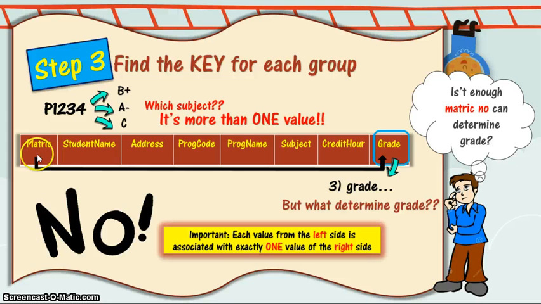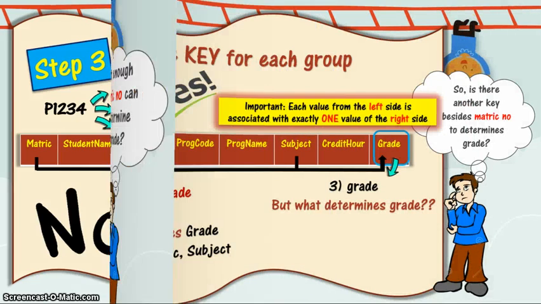Let's say we know that we have two primary keys, metric and subject. But can metric determine grade? If you look here, metric, for example, previous data P1234, determines grade. This student got three different grades: B plus, A minus, and C. That means P1234 determines three values. Each value from the left side is supposed to be associated with exactly one value on the right side, but here it got more than one value.